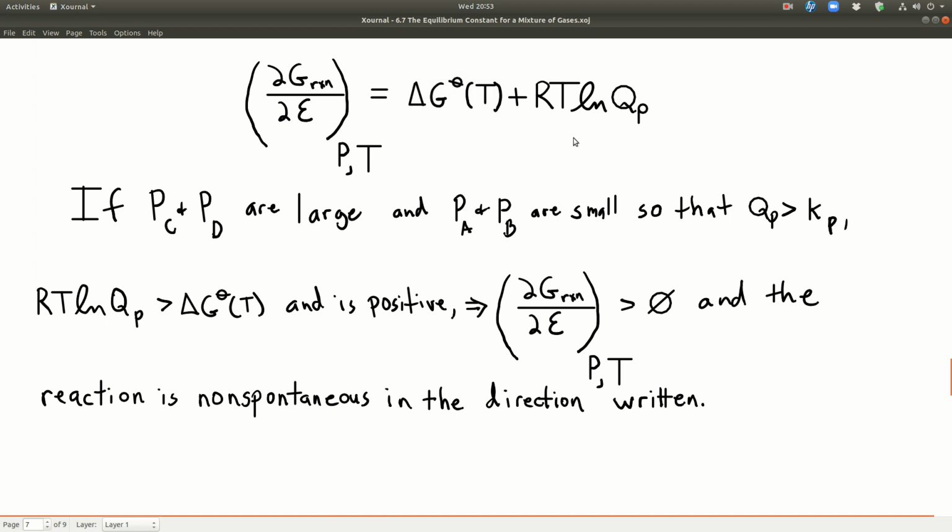which means that this whole term will be positive, and that means partial G with respect to extent is positive, greater than 0. That tells you that if Q sub P is greater than K sub P, the reaction is non-spontaneous in the direction written. Of course, it will be spontaneous in the opposite direction. So let's do an example.